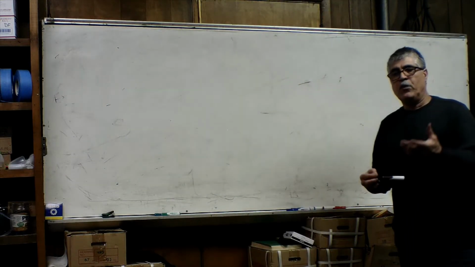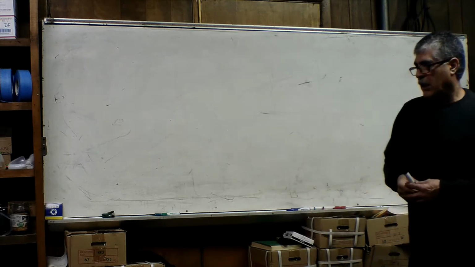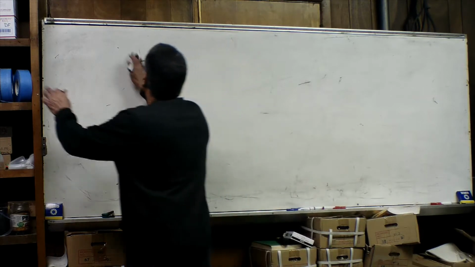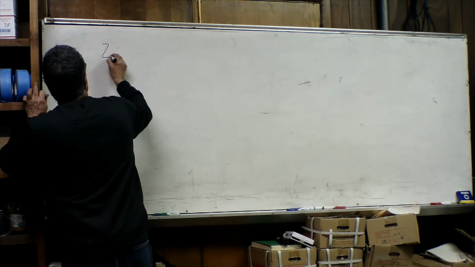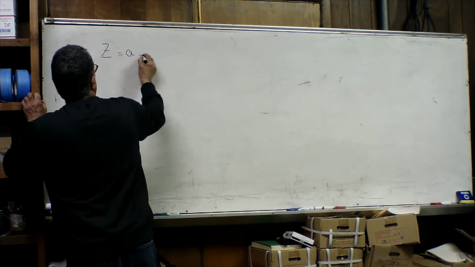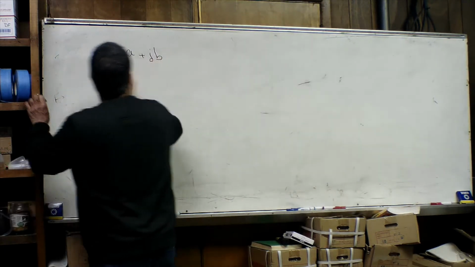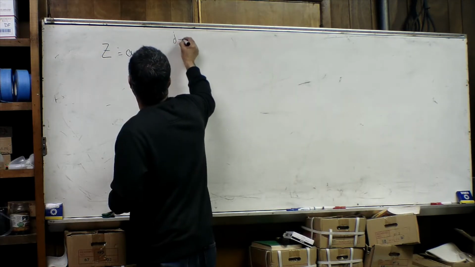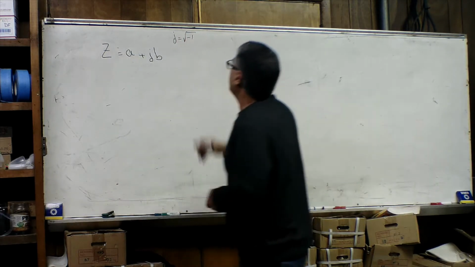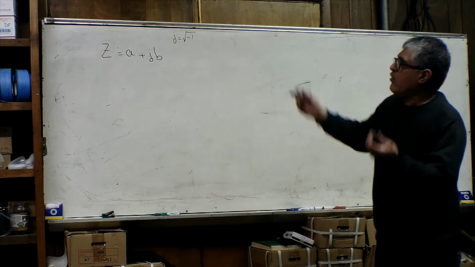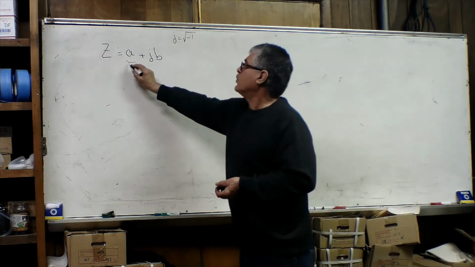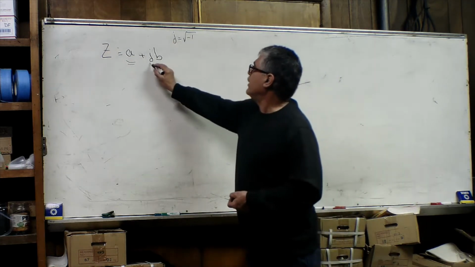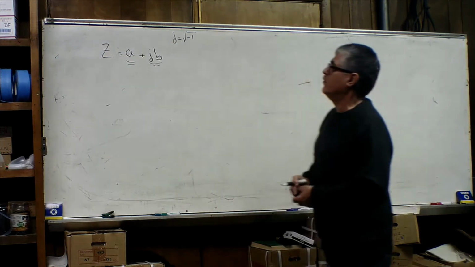In this video, I want to talk about complex numbers. A complex number in rectangular form can be written as, let's say, z is equal to a plus jb, where j is equal to the square root of -1. In a complex number, this portion is called the real part, and this is the imaginary portion of the complex number.